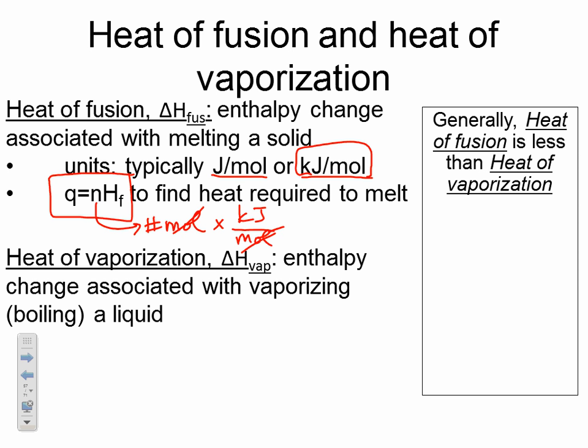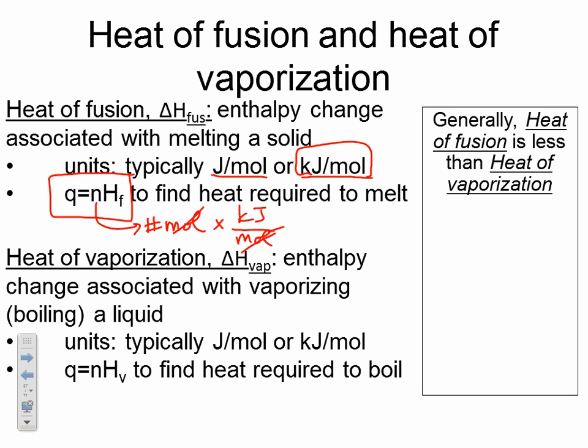Likewise, heat of vaporization, delta HV, is the enthalpy change associated with vaporizing or boiling a liquid. Exactly like delta HF, our units are typically joules per mole or kilojoules per mole. So now we're just multiplying the number of moles by the heat of vaporization in order to find the heat required to boil a sample of a substance. Now, delta HF and delta HV are actually very similar to specific heat in that they are a constant. They're different for every single substance. It's something that you could look up about a substance.